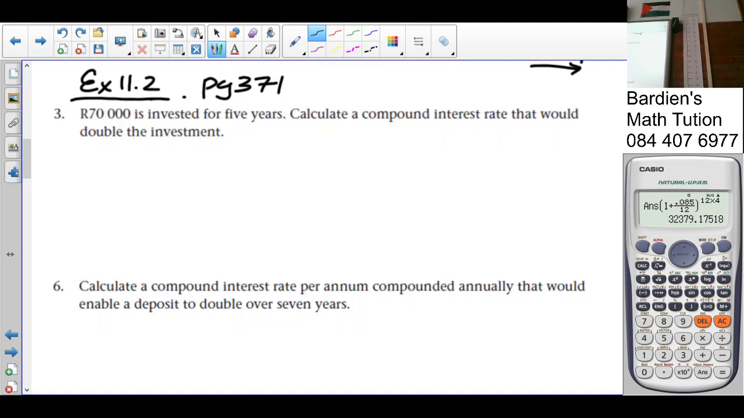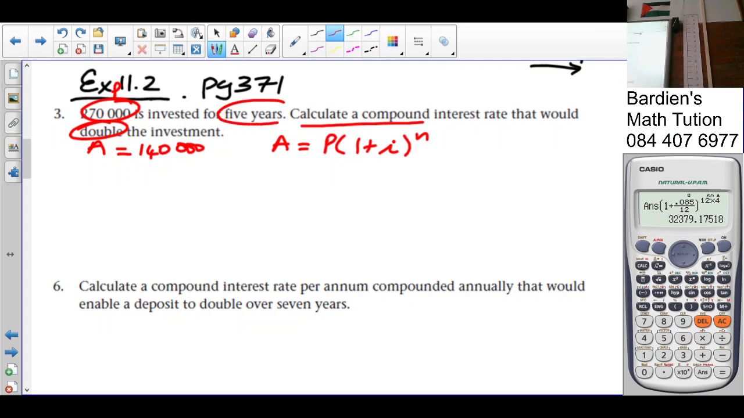So we are told that 70,000 rand is invested for 5 years. Calculate the compound interest rate that will double the investment. So which value is this? That's your P value. So what would your A value be if it's been doubled? 140,000. Compound interest. So what does that mean? Compound formula. A is equal to P into 1 plus I to the exponent. 5 years. What is that? Your N value.